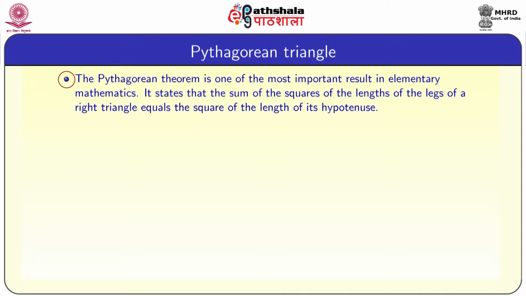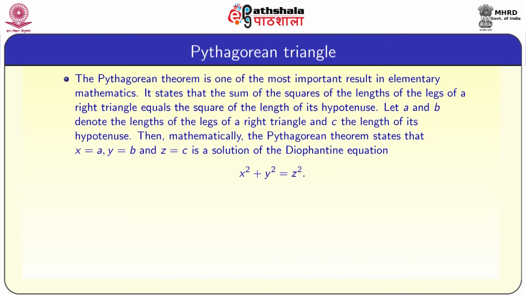So, a Pythagorean triangle is defined like this. The Pythagorean theorem is one of the most important results in elementary mathematics. It states that the sum of the squares of the lengths of the legs of a right triangle is equal to the square of the length of its hypotenuse. Let a and b denote the lengths of the legs of a right triangle and c the length of its hypotenuse. Then mathematically the Pythagorean theorem states that x equal to a, y equal to b and z equal to c is a solution of the Diophantine equation x square plus y square equal to z square.